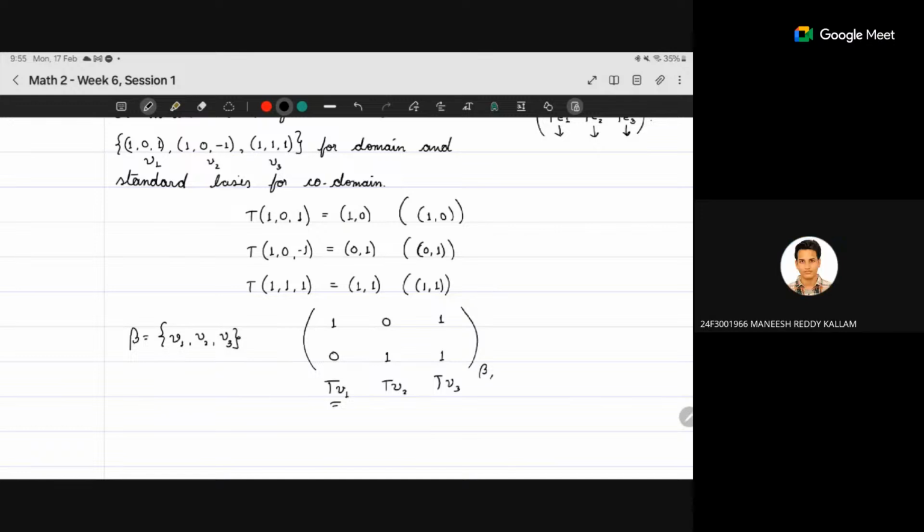Sir, I can just write it small over. I have a doubt. Yeah. Why did you write the basis again in the brackets? Could you just explain?